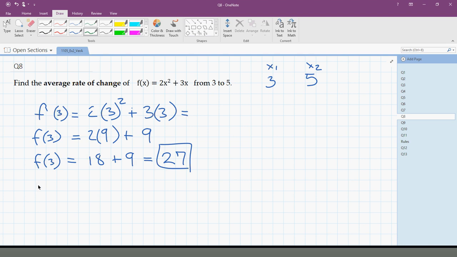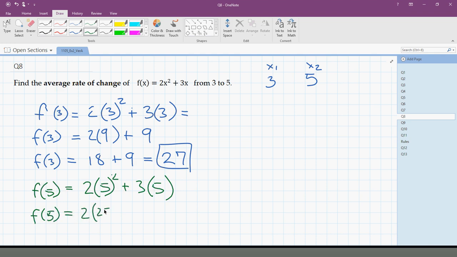Now I'm going to do for 5, the same thing. I'm going to replace all the x values. 5 raised to the second power, 3 times 5. So f of 5. 5 times 5 is 25. 3 times 5 is 15. And I have here 2 times 25, 50, plus 15, that is equals to 65.